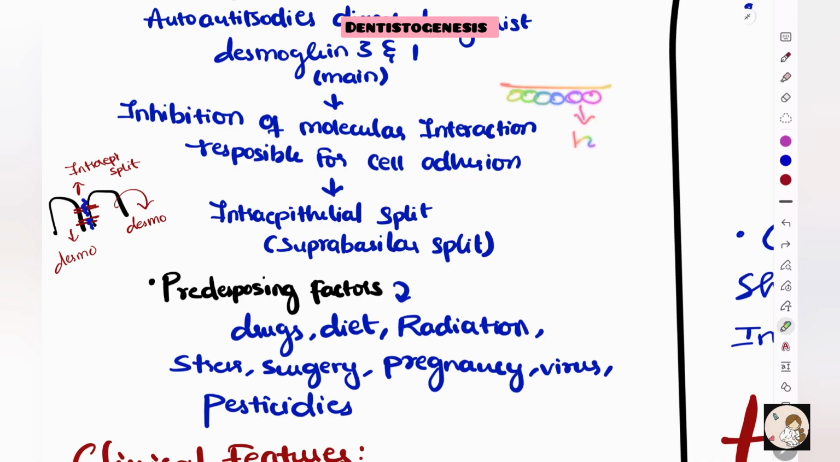There will be presence of desmoglein 3 and 1, which are responsible for the attachment between these cells. Now these IgG antibodies will be attacking the desmoglein 3 and 1, causing the intraepithelial split or suprabasilar split. But the basement membrane is intact, to remember. Only the cells will be splitting up, but the basement membrane and connective tissue will be intact.